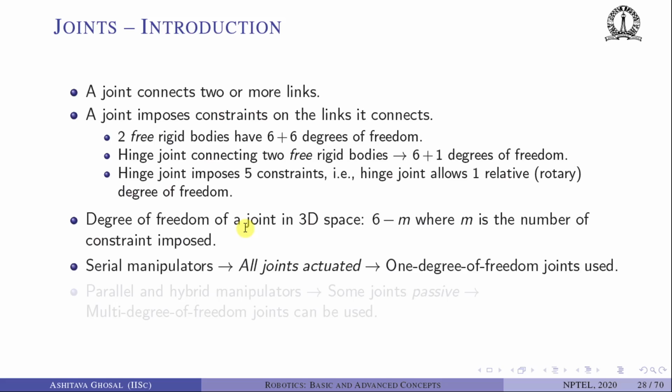In a serial manipulator, all joints are actuated most of the time. As a result, only 1 degree of freedom joints are used, because it is difficult to put more than one actuator at one place.